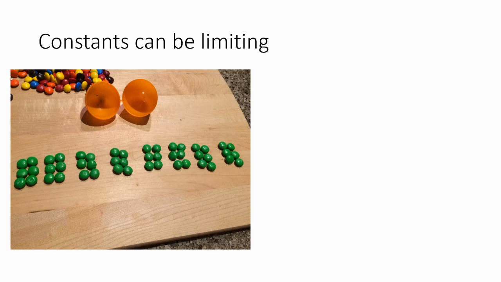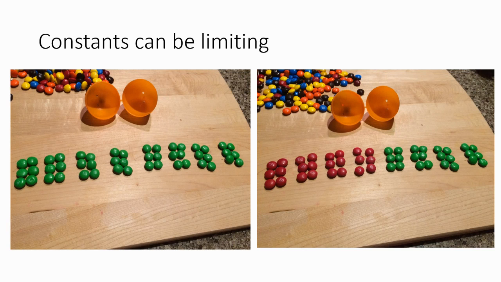The idea of a constant is that it can be limiting. So if you can only hold 48 M&Ms in this plastic egg, then if you wanted to add any more M&Ms to that egg, you would have to take some out. If 48 is the maximum number of M&Ms that can fit in that egg, then to put another color in there, for example, you'd have to take some out. And so that's illustrated here.